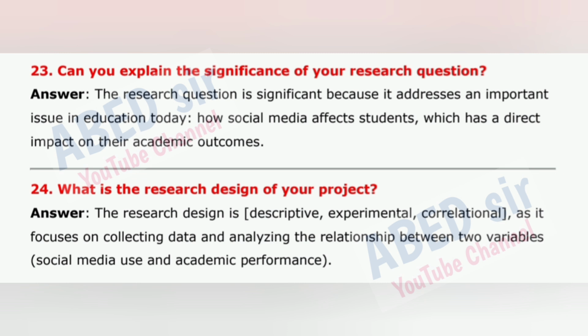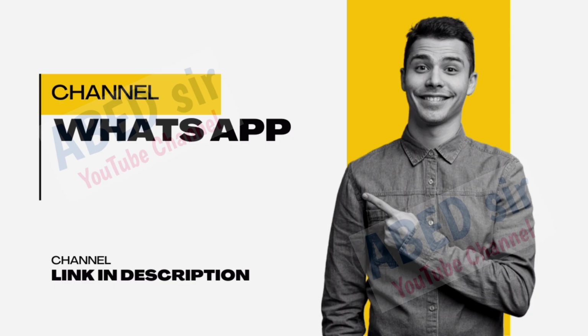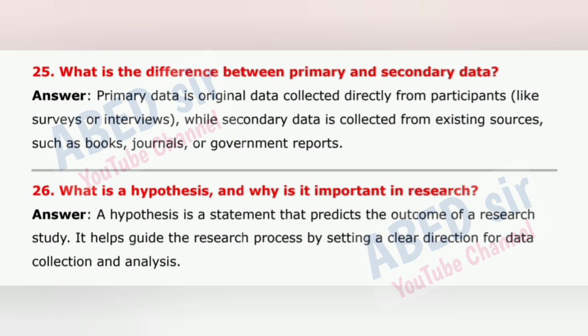The research design is descriptive, correlational, as it focuses on collecting data and analyzing the relationship between two variables, social media use and academic performance. Next question. 25. What is the difference between primary and secondary data?